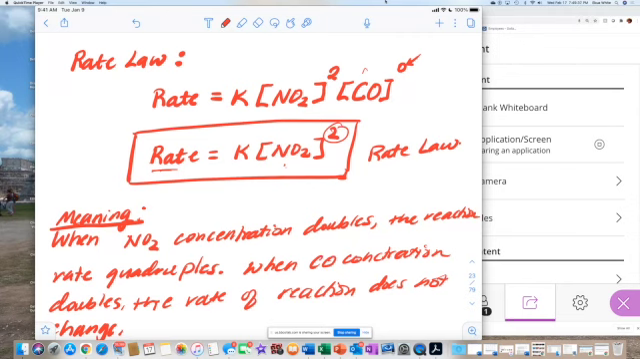The double and the quadrupling is a lot easier for me to say. Whatever number you put in here, whatever change you do to NO2, you have a significant change with the rate. But since CO doesn't even appear in the finalized rate law, if you try to double this, you're wasting chemicals.